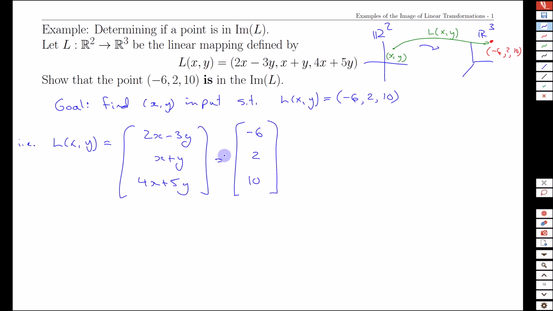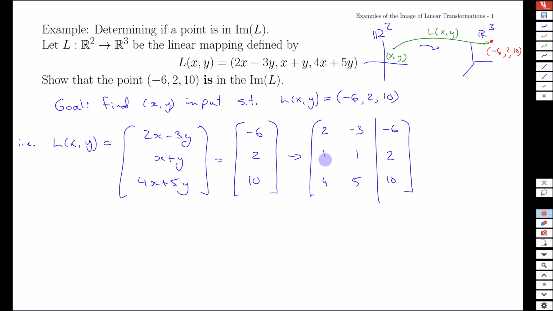We've worked with enough linear systems now to recognize that we can solve this with the extended matrix form. We only need the coefficients: 2, -3, 1, 1, 4, and 5. And the right-hand side of our equation is the -6, 2, 10. If we can solve this, that's the same as finding x and y that satisfy our criteria. So now we can proceed to row operations on this and see what we get.